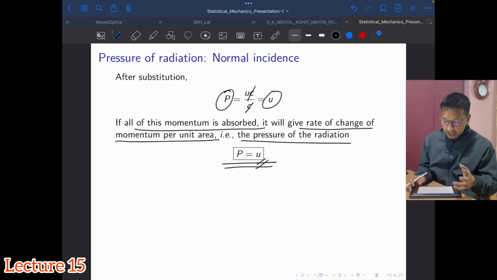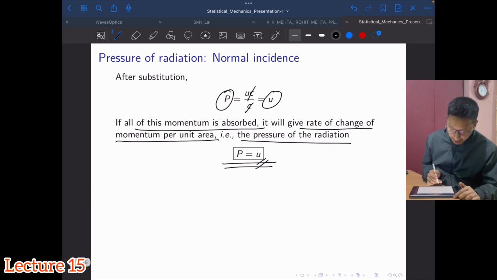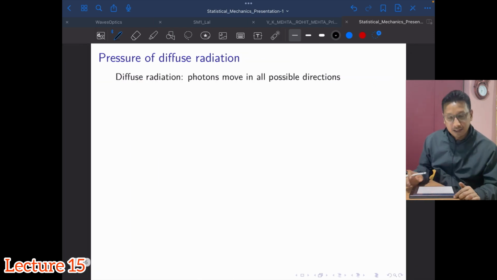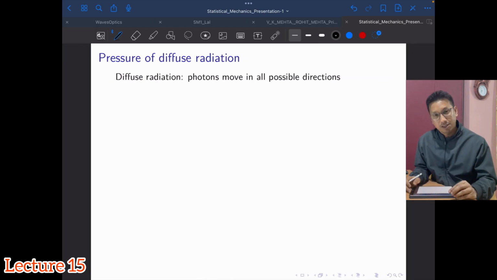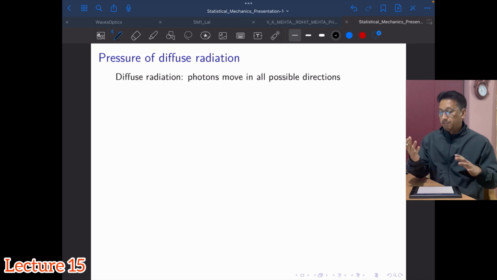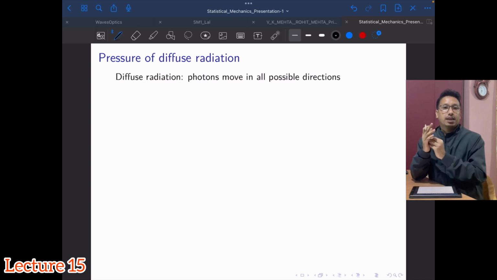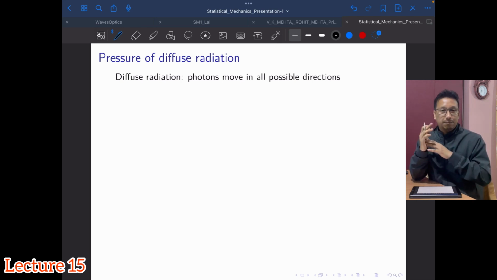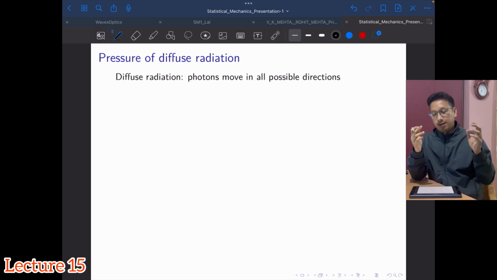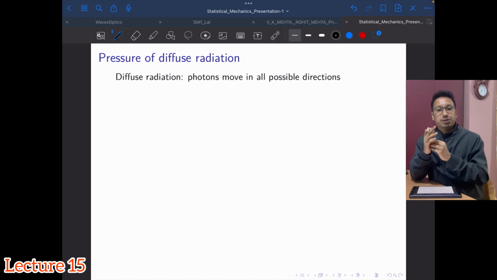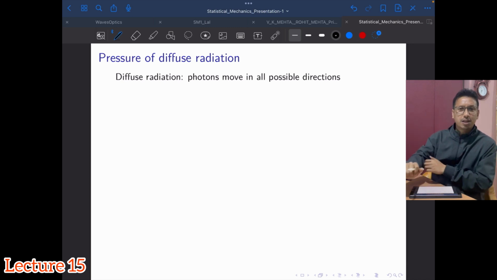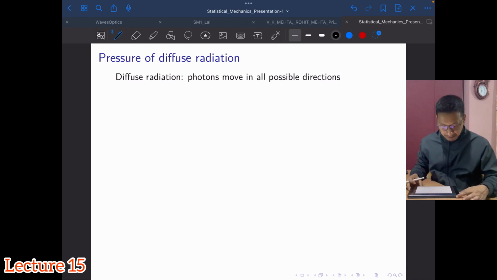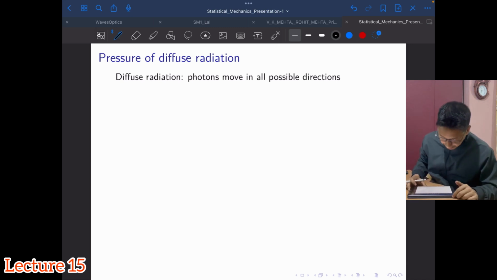Okay, so now let's move on to the second part, the pressure of diffuse radiation. So diffuse radiation means what? Again, we will consider photons hitting a surface, but unlike the previous case where we considered only the normal direction, we will see that photons are incident on a surface from various, all possible directions. So it will involve a little bit of mathematics, so pay attention to that.